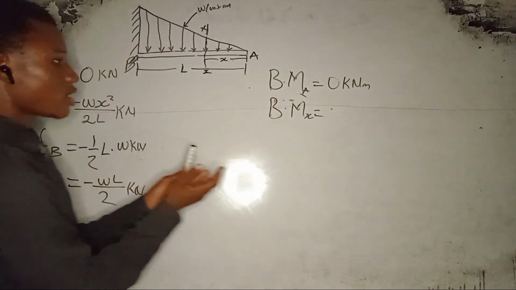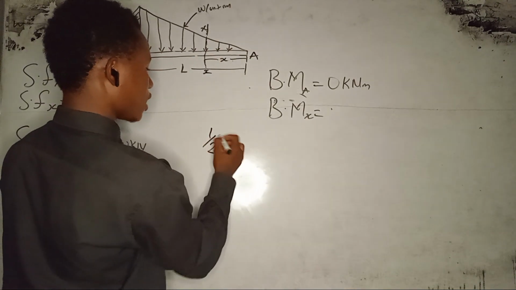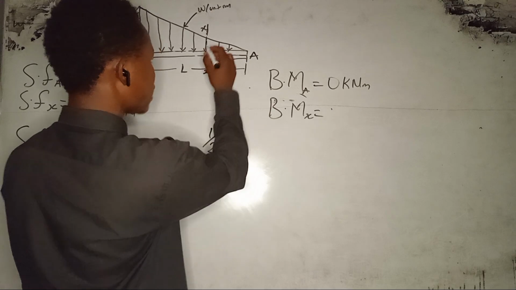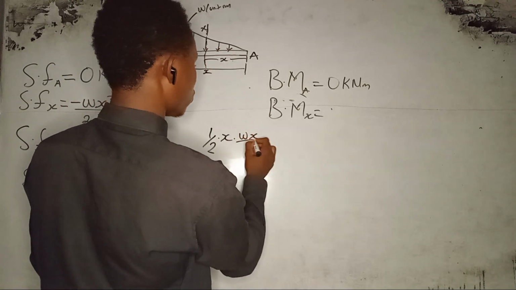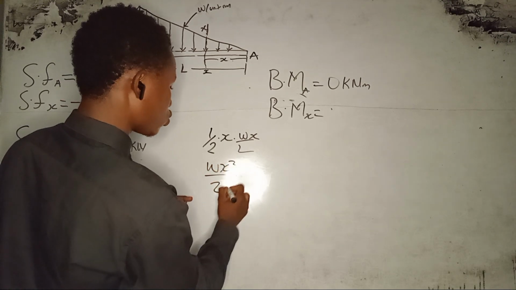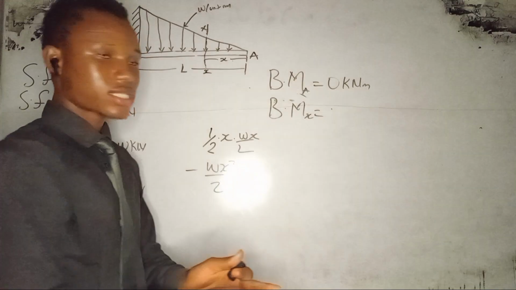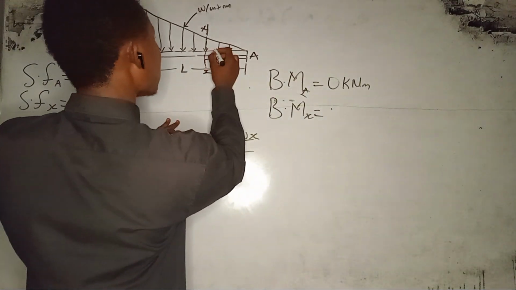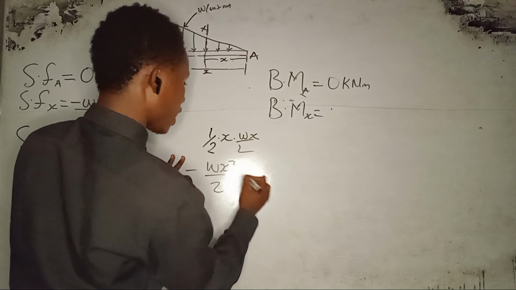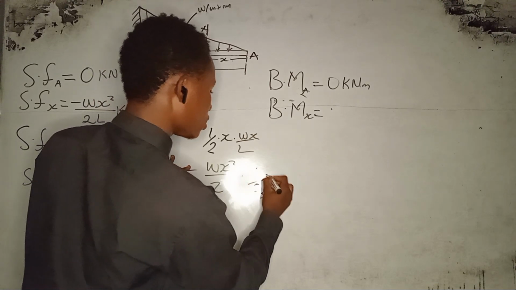So now we have our shearing force at that x to be half times base, which is x, times the height, which is wx over l, which we later got as minus wx squared over 2l. Then we have to multiply it by the distance from the centroid. The distance from the centroid will be 1 over 3 times x.